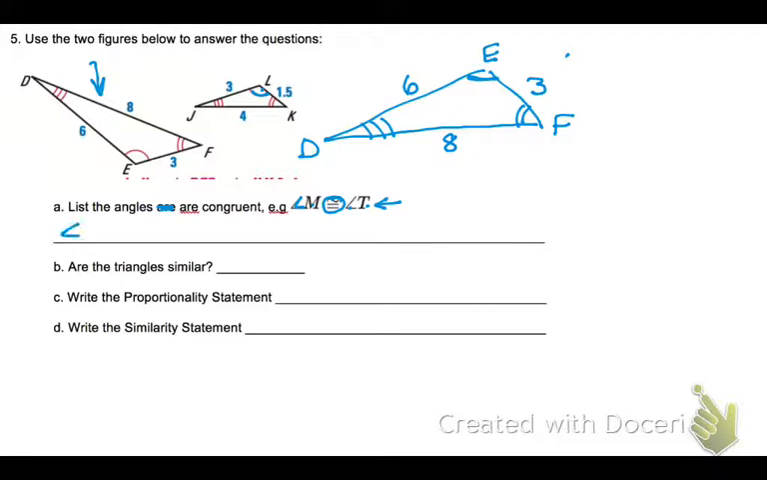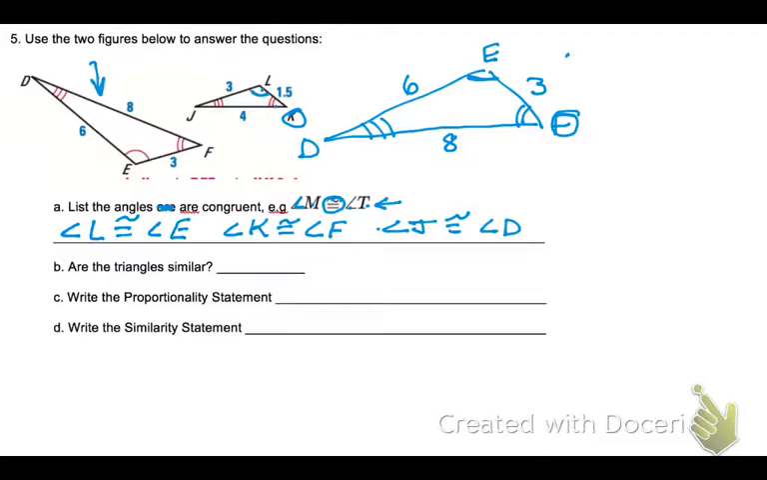And again, we have to go in order, so I'm going from the smallest to the largest. I'm going to say angle L is congruent to angle E. Okay. Next, it looks like angle K is congruent to angle F because they both have those two curves. So angle K is congruent to angle F. Okay, and likewise, angle D has the 3 curves, and angle J has the 3 curves. So angle J is congruent to angle D. Okay, so we've got our congruencies.